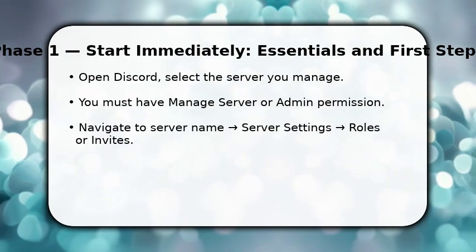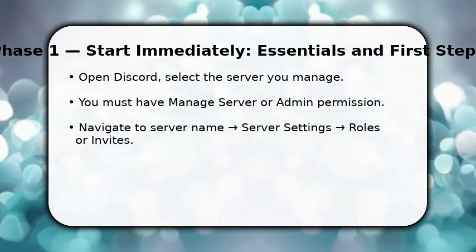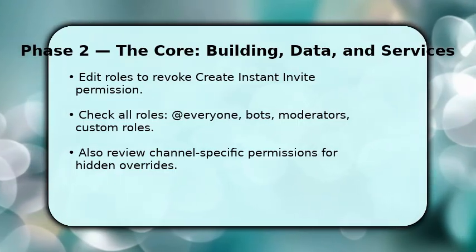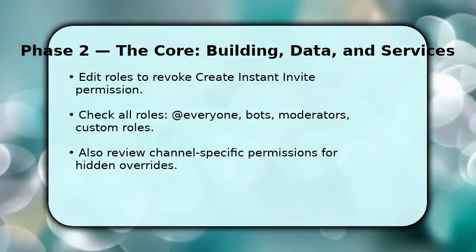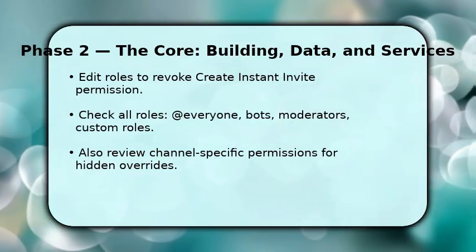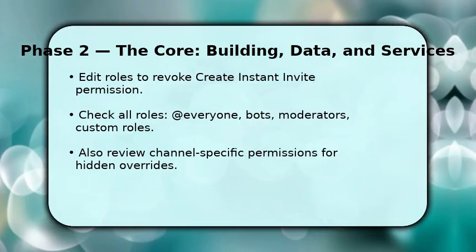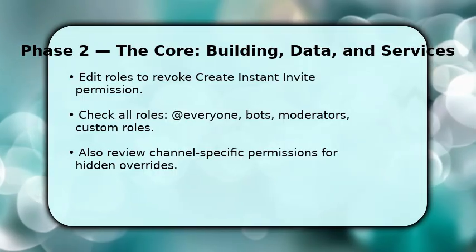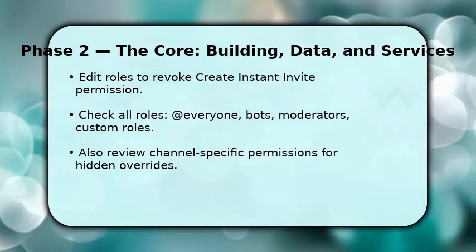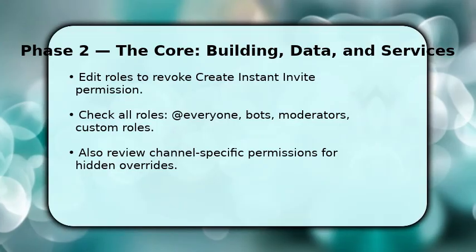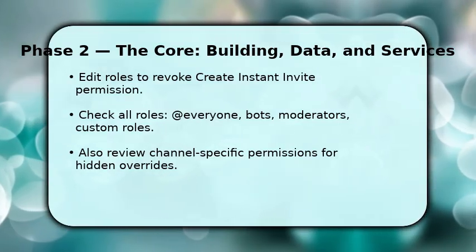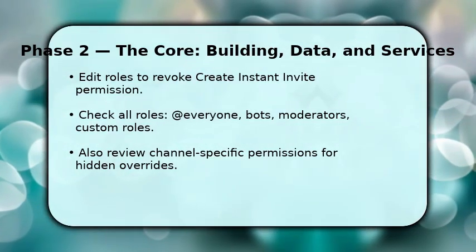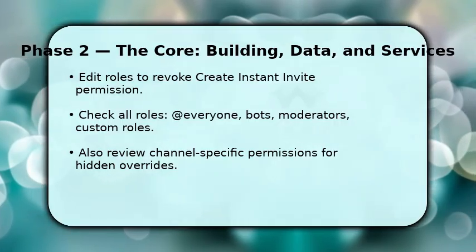Now you'll remove the ability to create invites. Go to Roles, select Everyone first, and toggle off Create Instant Invite, Save Changes. Then, one by one, audit each role and bot. If a role shouldn't invite new people, remove that permission. Once done, inspect channel-level permissions because those can override role settings. Make sure no channel grants invite creation. This prevents new invite links and stops members from sharing server invites, enforcing a consistent invite policy across the server.